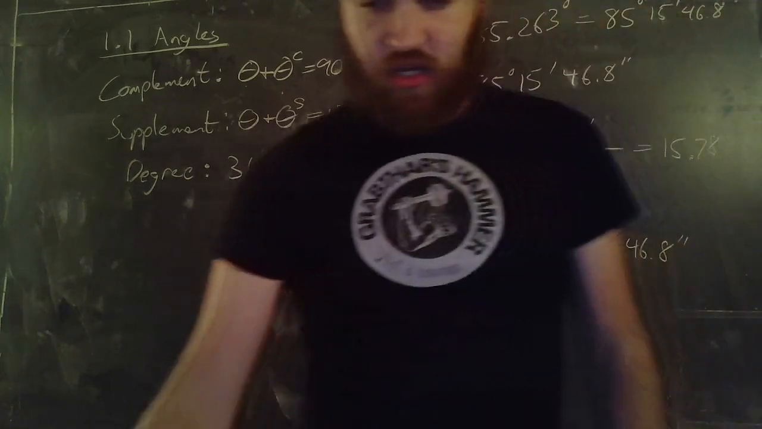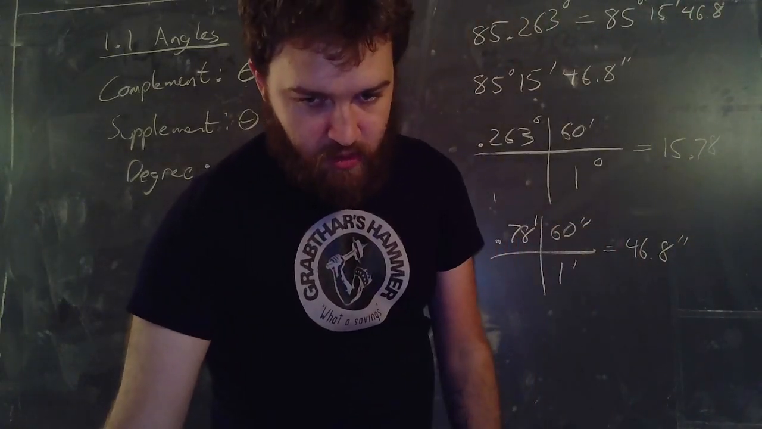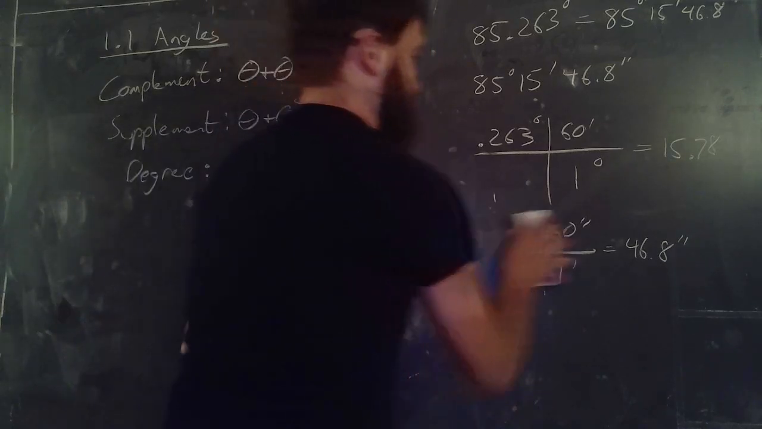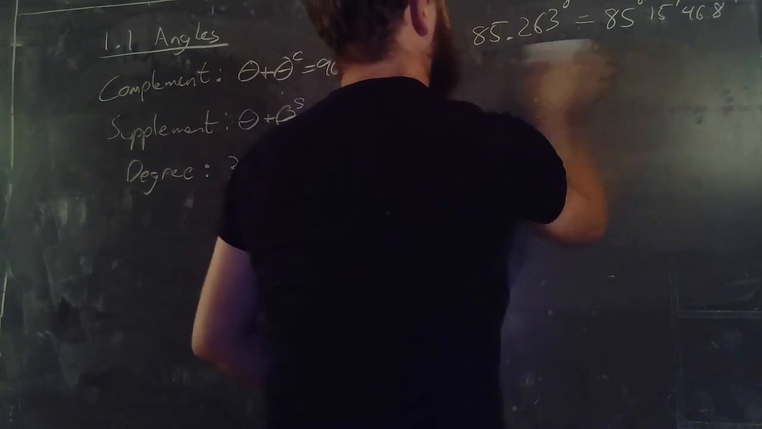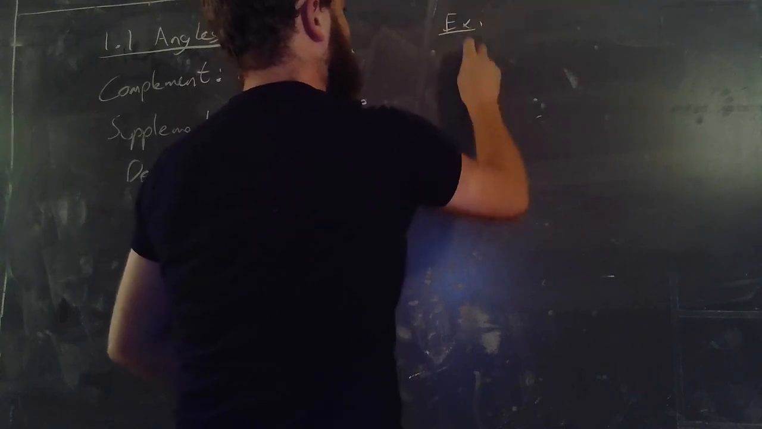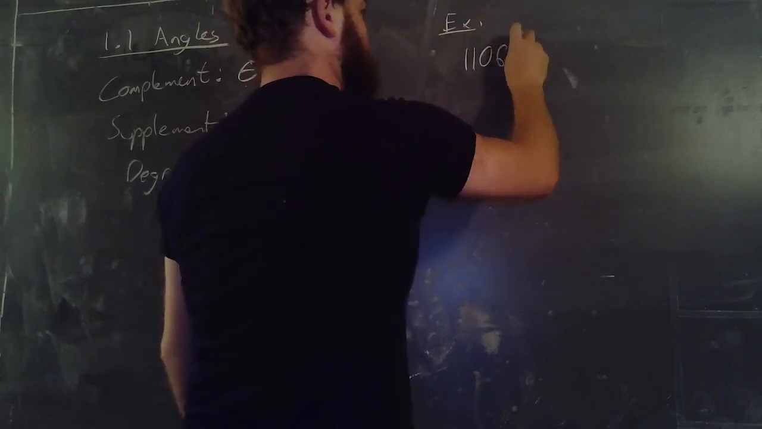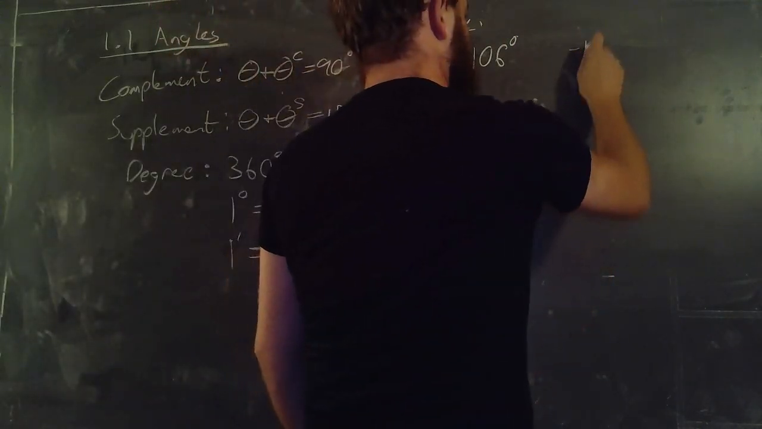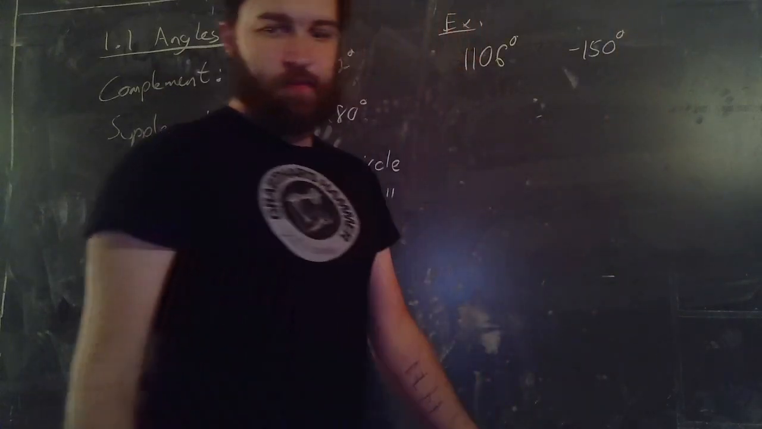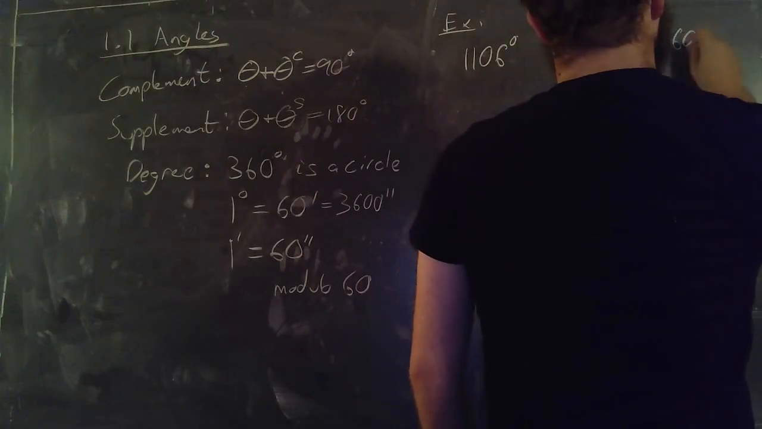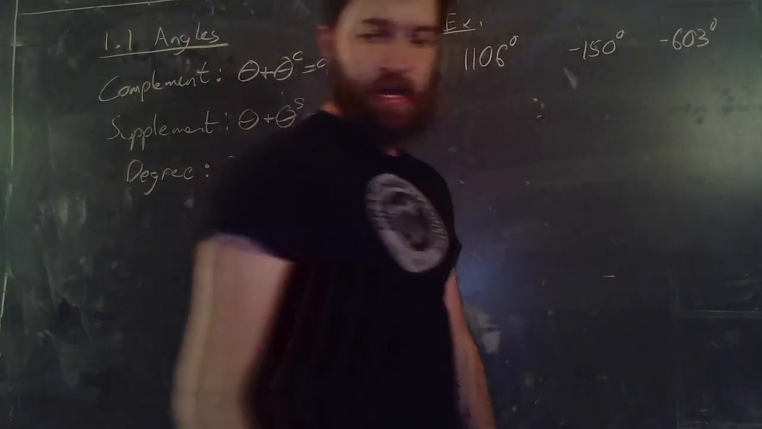So what we can do is take rather large angle measurements that would be difficult to work with. For example, something rather large, maybe in the thousands, like 1106 degrees, or something that's negative that we don't want to deal with if at all possible. For example, negative 150 degrees, or something that's a combination of both. It's very, very big and negative.